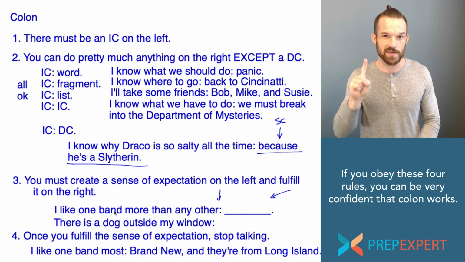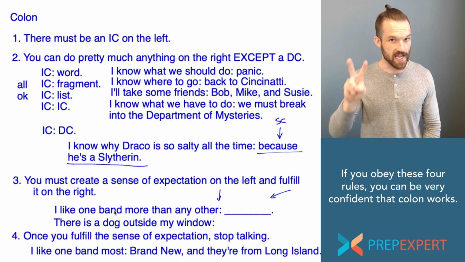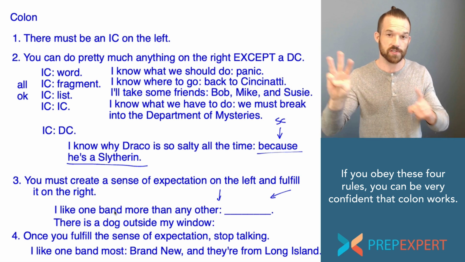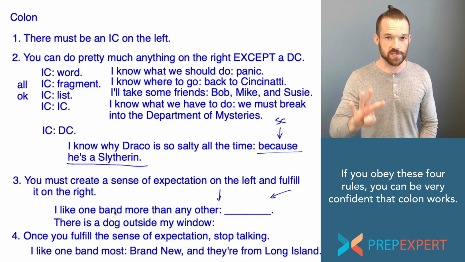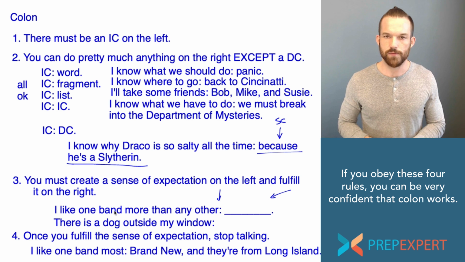There must be an independent clause on the left. You can do whatever you want on the right in terms of grammatical structure, except use a dependent clause. You must create a sense of expectation on the left and fulfill it on the right. And once you fulfill the sense of expectation on the right, you have to stop talking. If you obey those 4 rules, you've used the colon correctly.